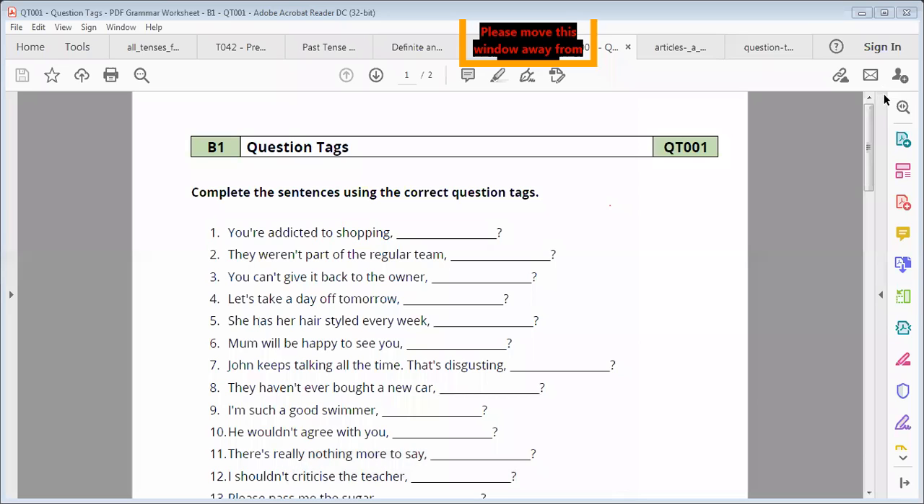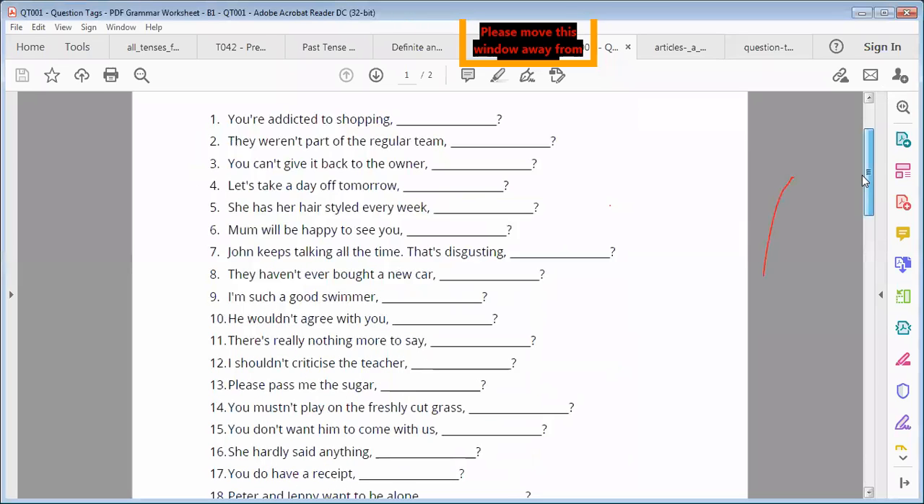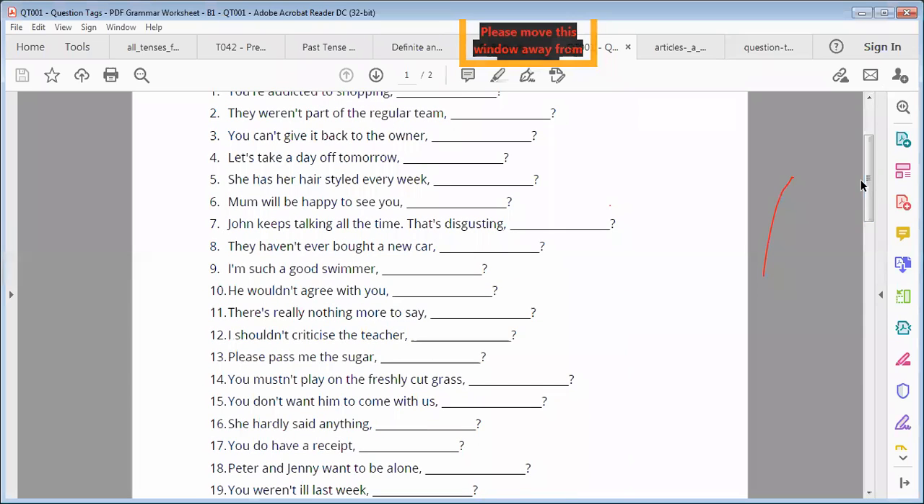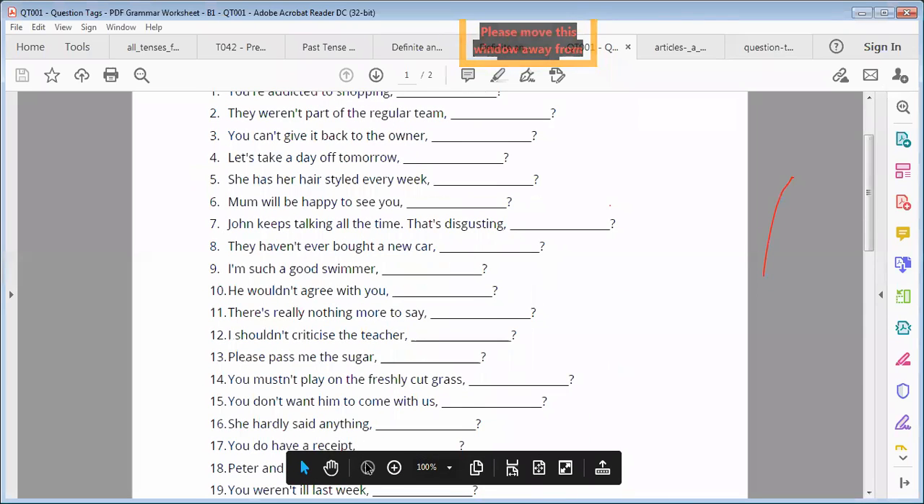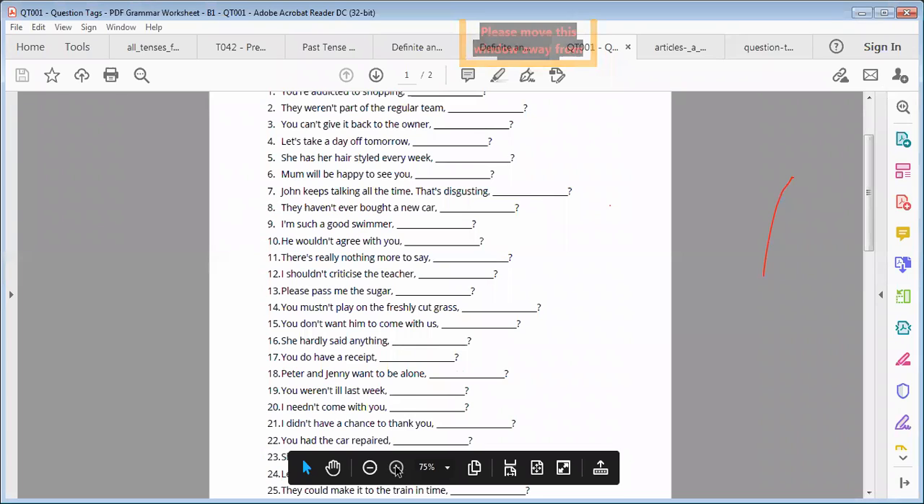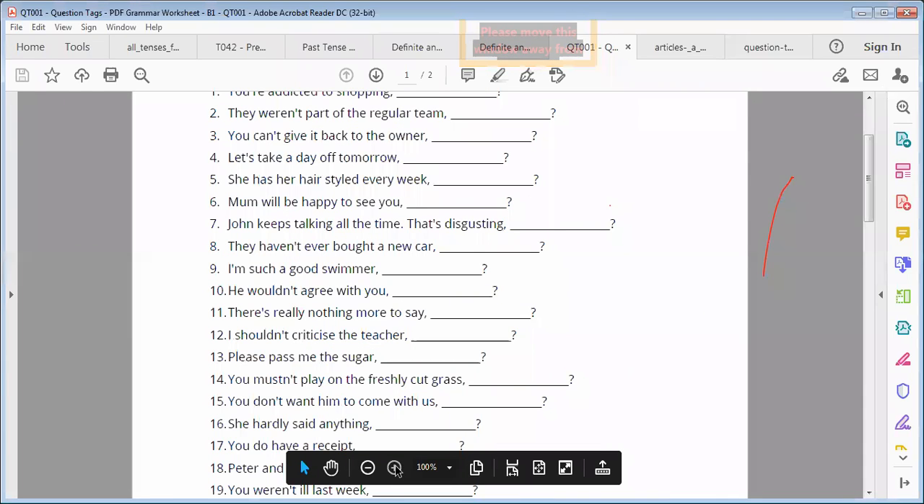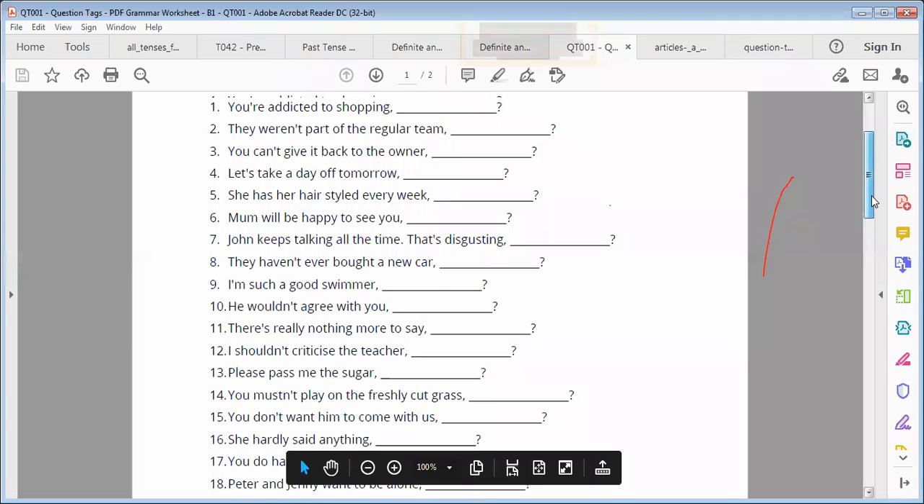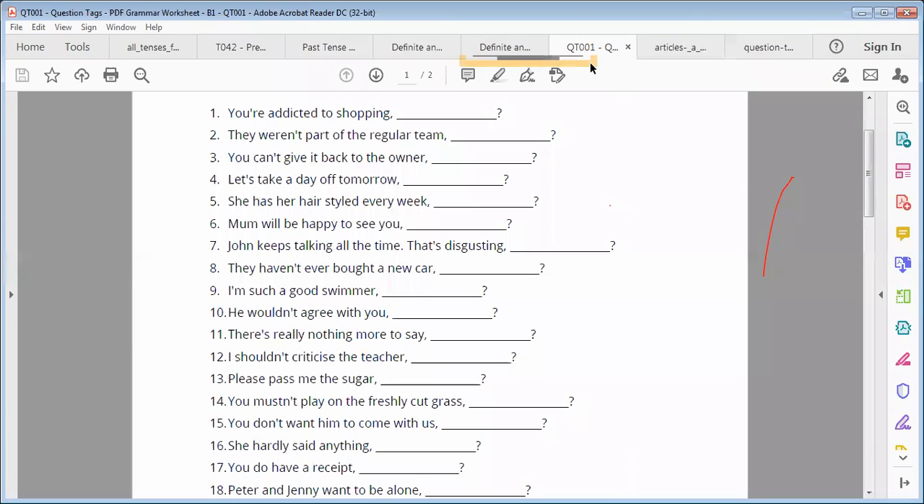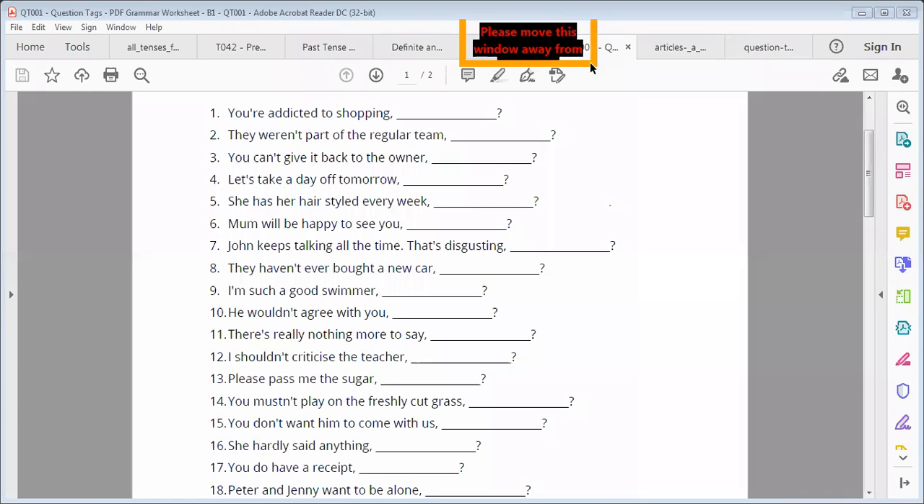Complete the sentence using correct question tag. Try to write a question tag. You can solve 15 sentences. Solve the first 15 sentences and side by side I'll solve your doubts. Don't send me the answers in the chat box. I'll be showing you the answer key. Okay.